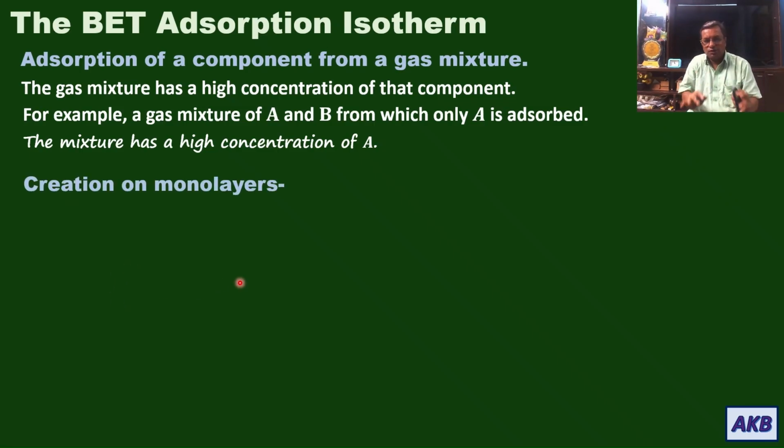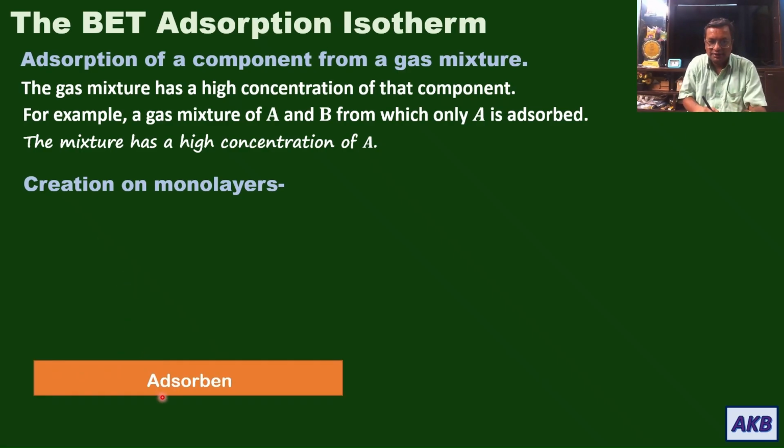Now, there are two phenomena that happen in this case. First is the creation of monolayers on the surface of the adsorbent, and the other one is loss of monolayer of the adsorbate molecules. Now let us understand how a monolayer of adsorbate molecules is created on the surface of the adsorbent.